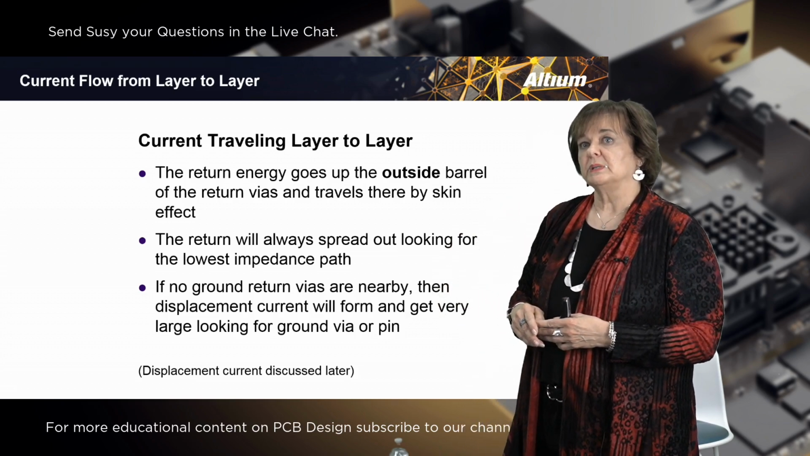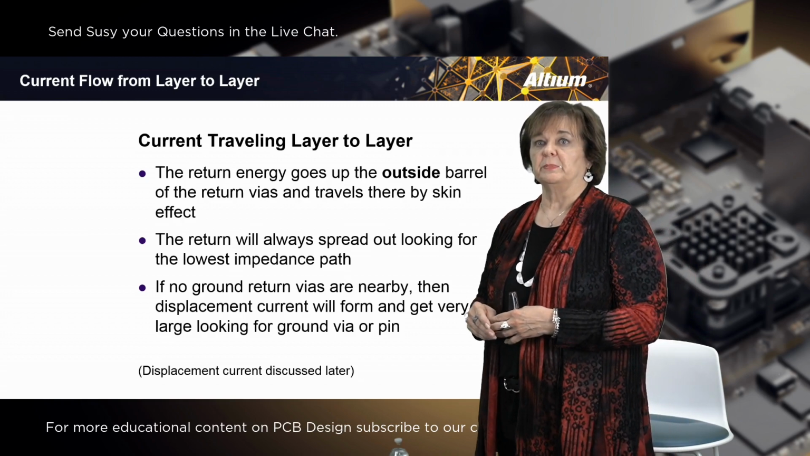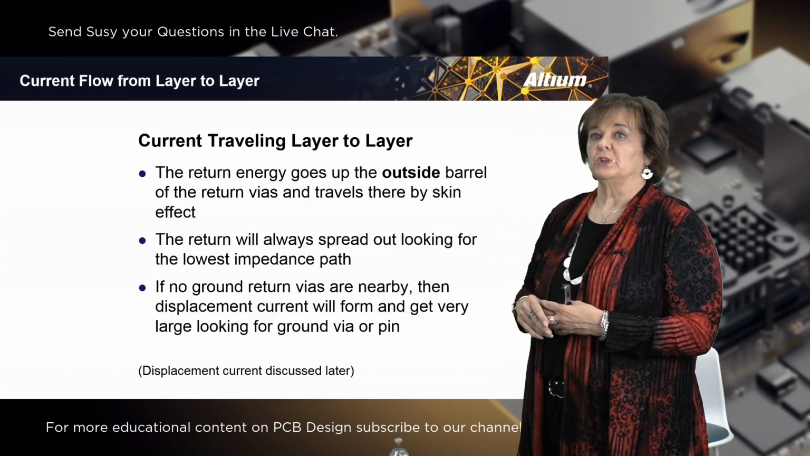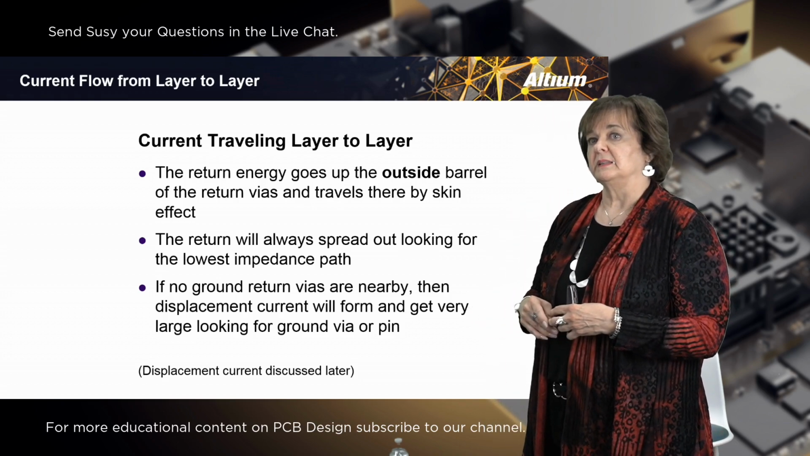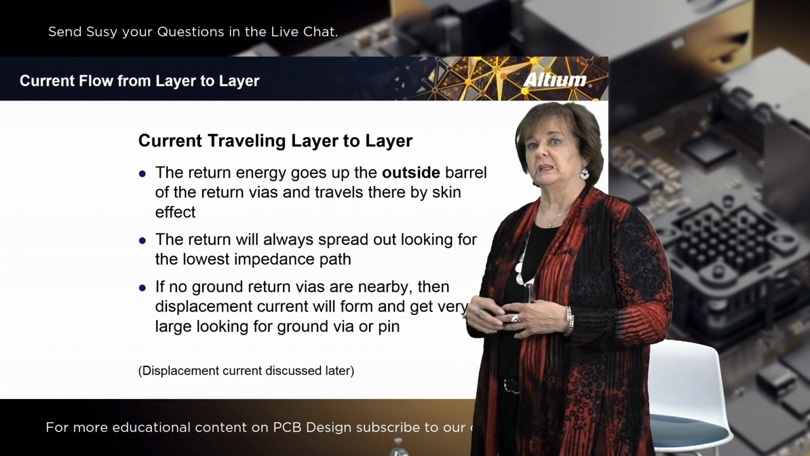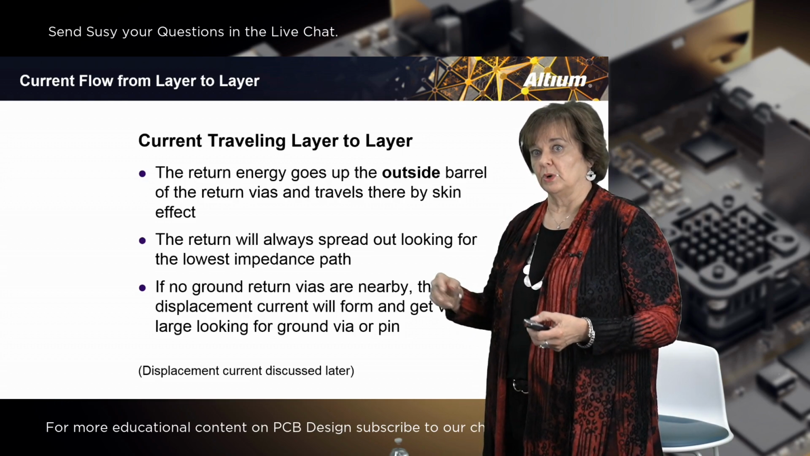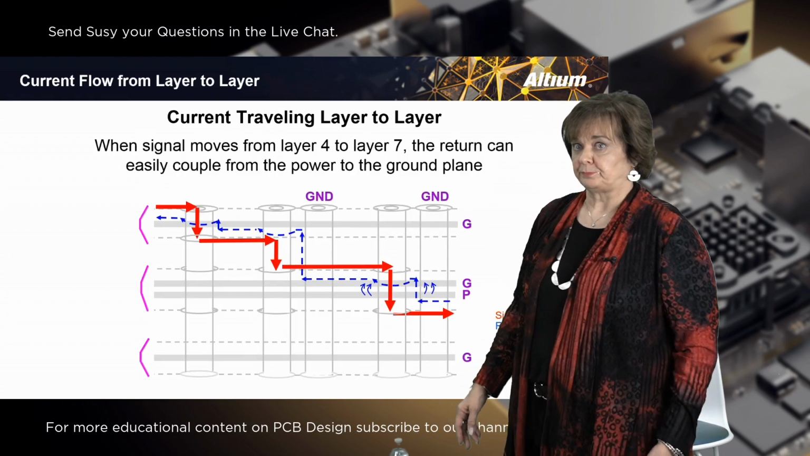The return will always spread out looking for the lowest impedance path at its frequency. And if there is no ground return via nearby, then the displacement current will form and will get large, looking for a ground via or a pin. And we'll go into what that is in just a few minutes.